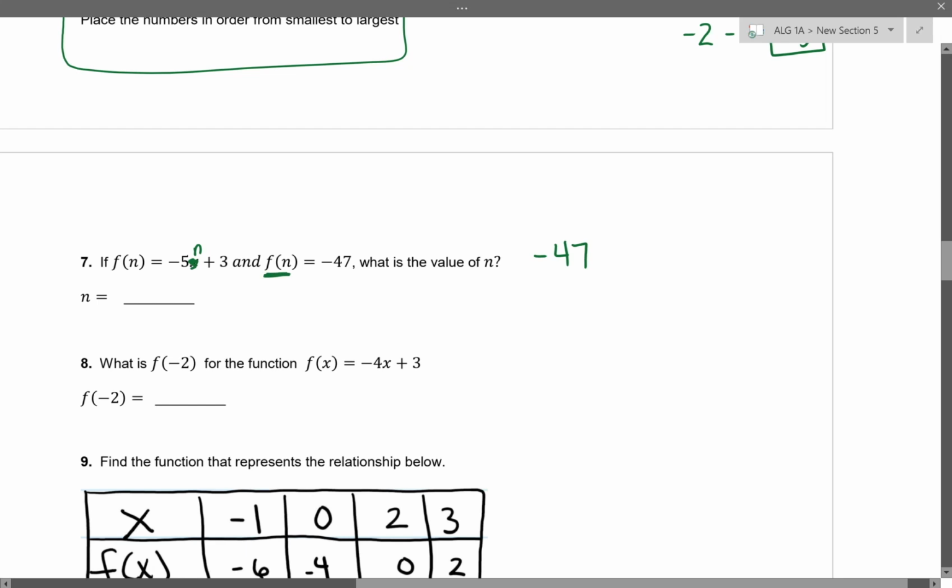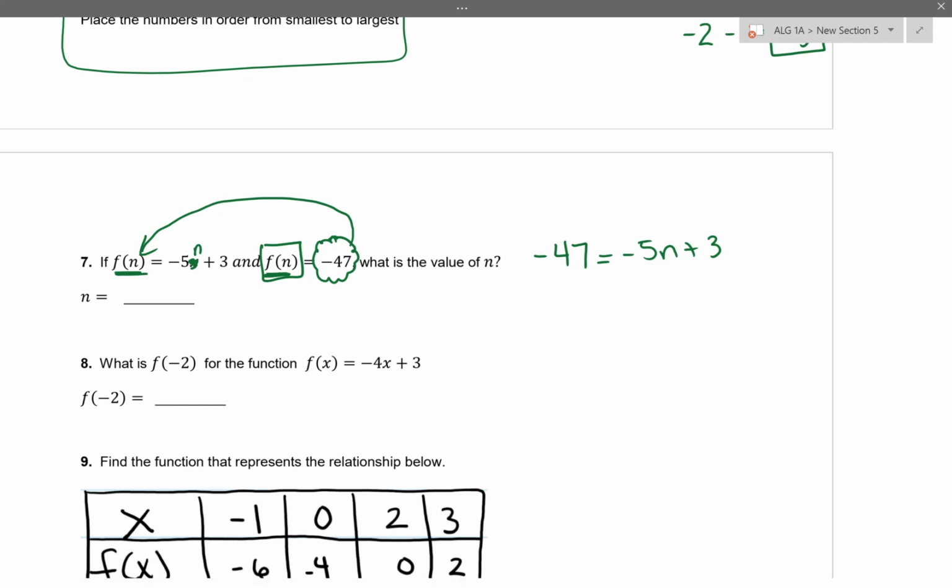This right here matches this right here. So what does this equal? Well, the problem says it equals negative 47. So that means I can replace that with f of n. Okay, so now negative 47 equals negative 5n plus 3. So what variable am I solving for? Well, I'm solving for n. So what's the first thing I have to do in order to solve this problem?